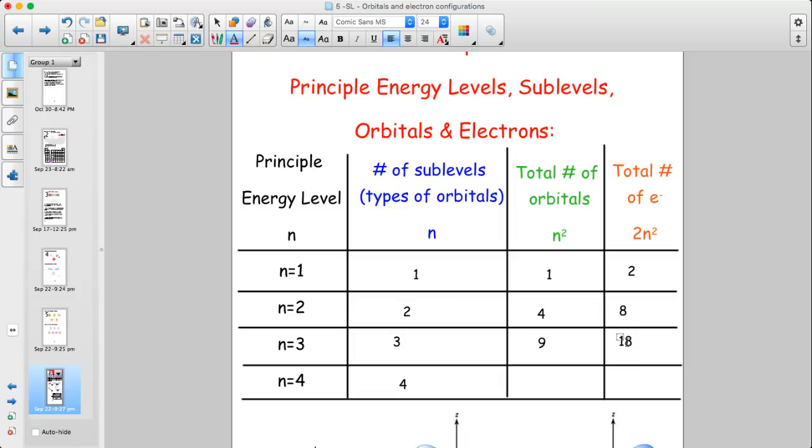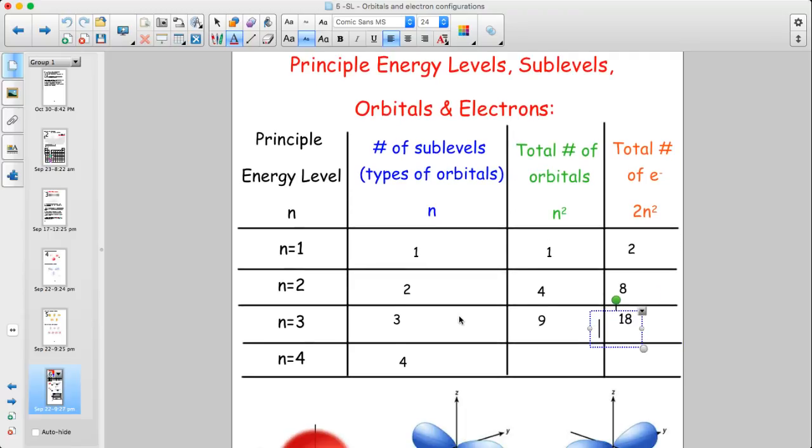So already you're seeing that that old assumption you made in simpler previous classes was that there were 8 electrons in an energy level. Well, that's all going to change now. 4 types of orbitals in the fourth energy level. 4 squared means that there's actually 16 orbitals possible in the fourth energy level, and up to 32 electrons.